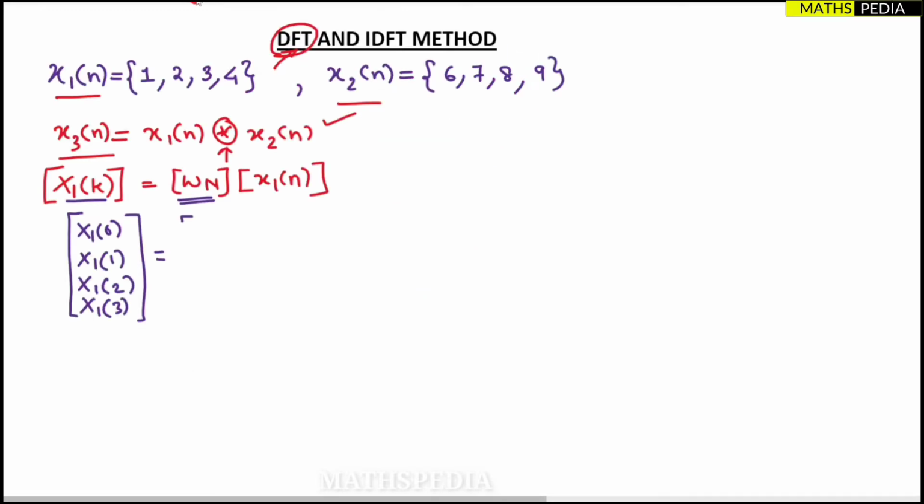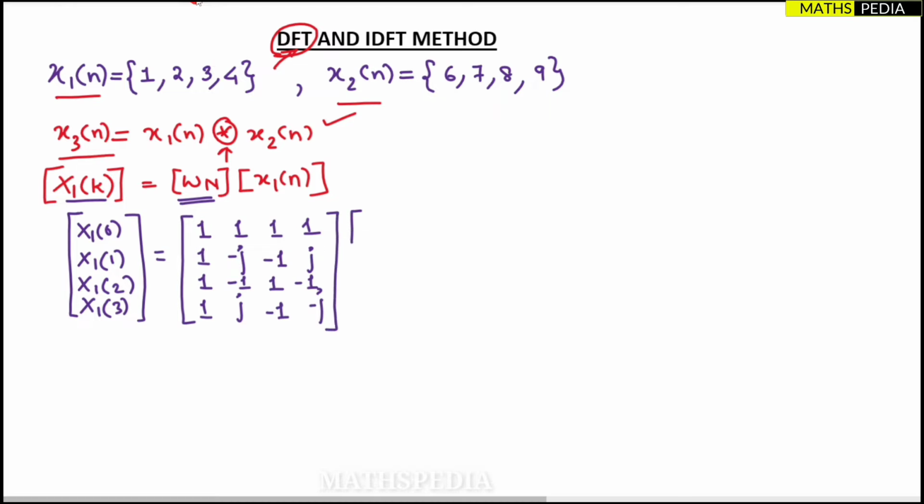So here we will make the same matrix again. That is 1 1 1 1, here also 1 1 1, minus j, minus 1, j, and so on, with minus 1 in the third row. This is the matrix we have, multiplied with x1 of n. x1 of n you have to take as a column matrix, so it will be 1 2 3 and 4. Simple. Now let us go for the multiplication of these two matrices.